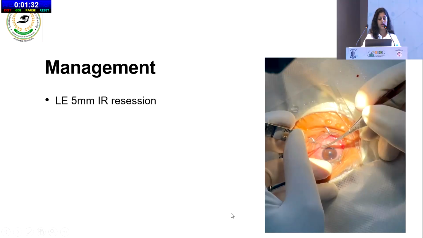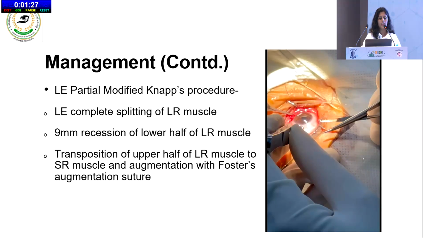Management was left eye 5 mm inferior rectus recession and also left eye partial modified Knapps procedure was done, where complete splitting of the LR muscle was done. The lower half of the LR muscle 9 mm recession was done and the upper half was transposed to the SR muscle and augmented with Foster's augmentation suture.